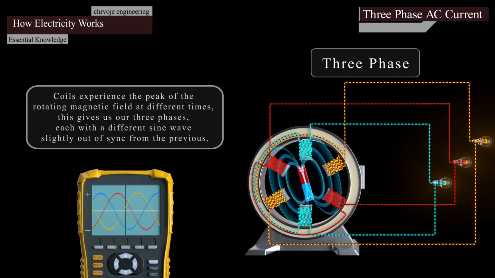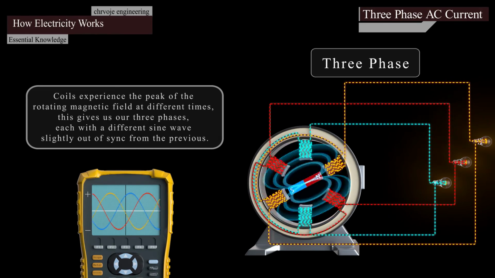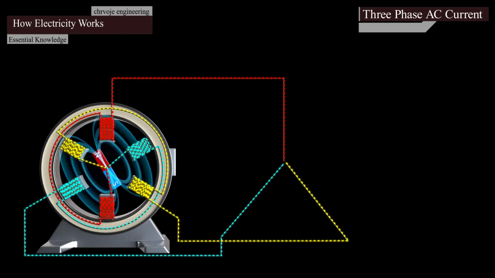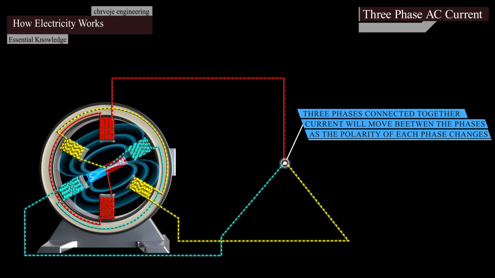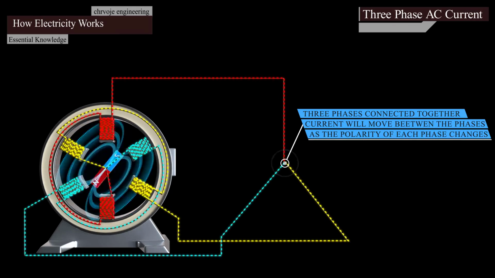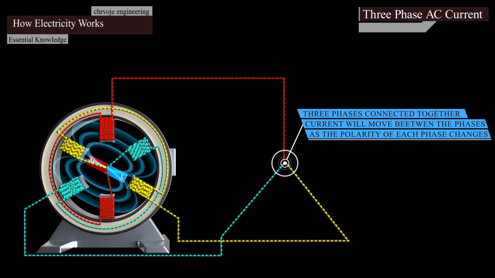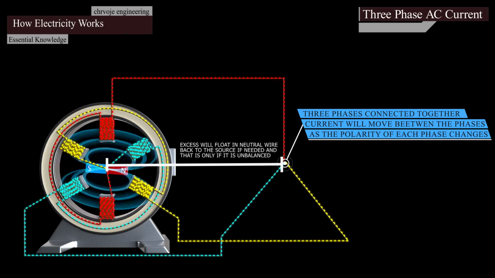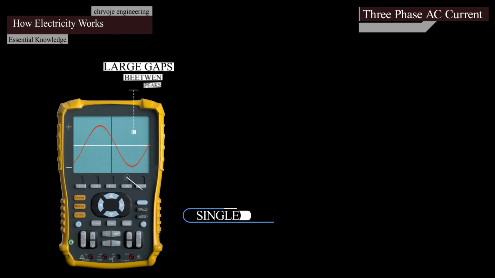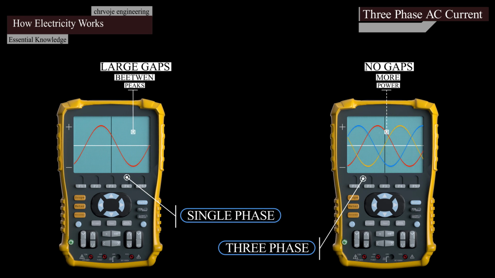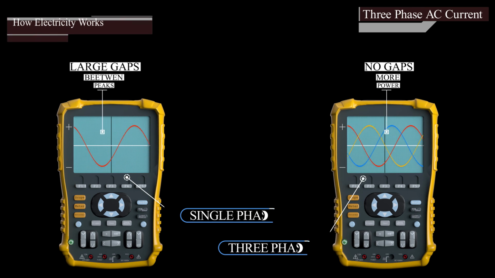You must remember that electricity wants to get back to its source to complete a circuit. As the current is flowing forwards and backwards at different times in each of the phases, essentially, we can connect three phases together and the current will move between the different phases as the polarity of each phase moves forwards and backwards at a different time. Any excess will flow in the neutral wire back to the source if needed, and that's only if it's unbalanced. With single phase, we have these large gaps between the peaks, but with three phase, these can be combined to fill in the gap, and therefore deliver more power.